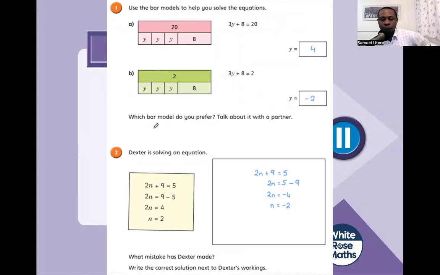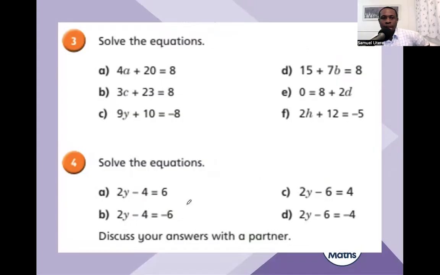Dexter is solving question 2. Dexter is solving an equation, and the equation is shown there. You're asked to spot the mistake that Dexter has made. Well, you can see here, you should be subtracting 9 from both sides and then divide by 2. The mistake Dexter has made is to forget that he should be subtracting 9 from both sides. But here he did 9 minus 5, or 9 subtract 5. Pause the video and answer questions 3 and 4 in 7 minutes.